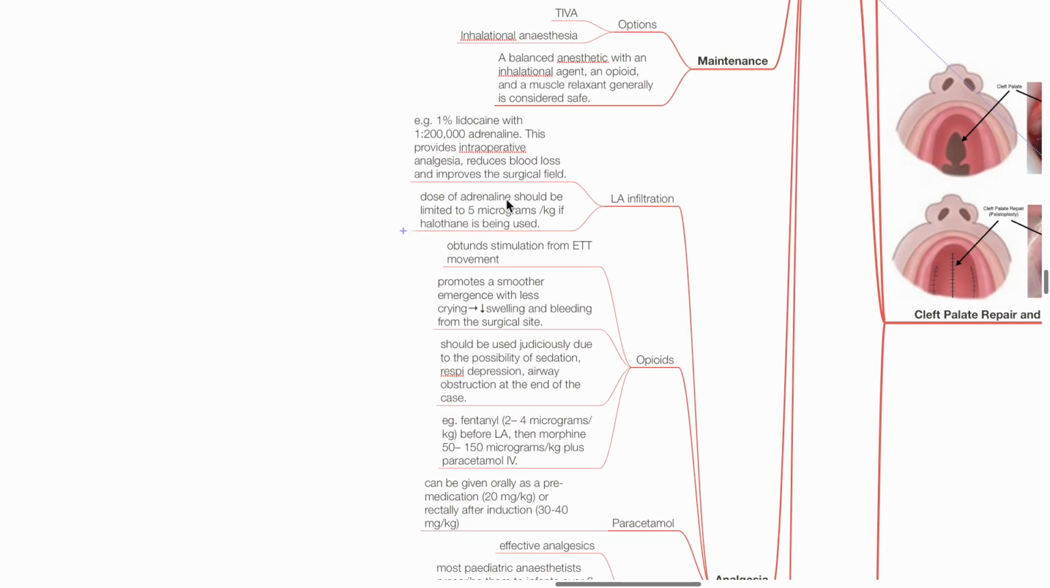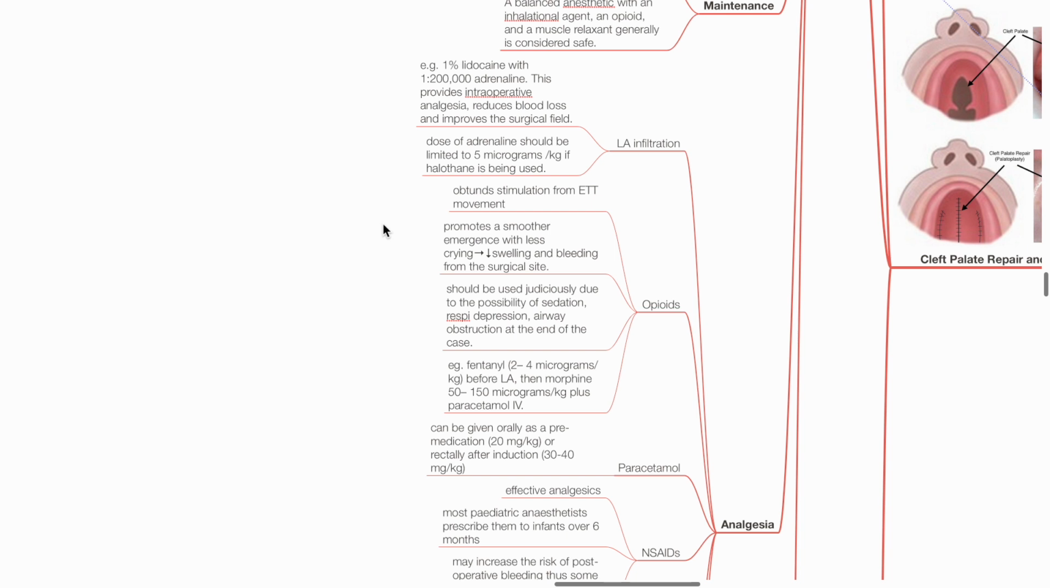1% lidocaine with 1 in 200,000 adrenaline provides intraoperative analgesia, reduces blood loss, and improves the surgical field. If halothane is used, avoid exceeding 5 micrograms per kg adrenaline due to risk of arrhythmias. Benefits of opioids include obtunding the stimulation from ETT movement. It promotes a smoother emergence with less crying, less airway swelling, and less bleeding from the surgical site.